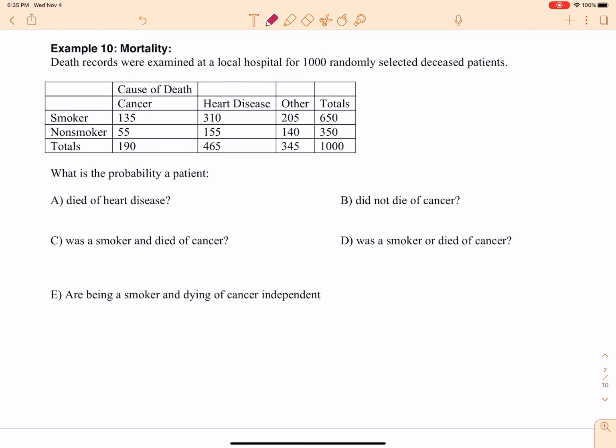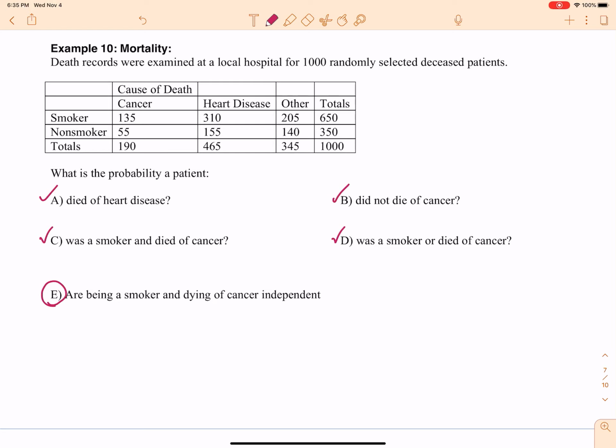All right, babies, we are going to talk about example 10. I know that we already went through example 10. We did parts A, B, C, and D. But now in this video, we're going to talk about part E because now we're getting into this idea of what is independence. So if you look at part E, the question is, are being a smoker and dying of cancer independent of one another?